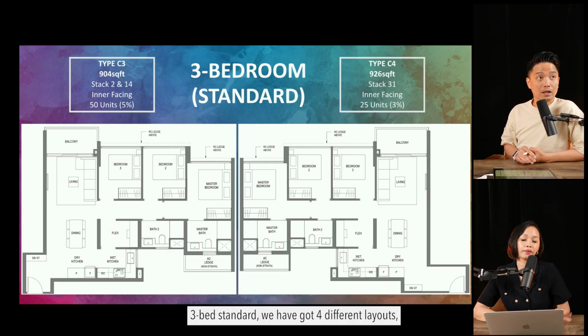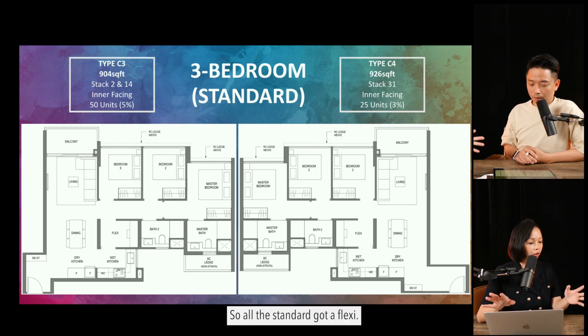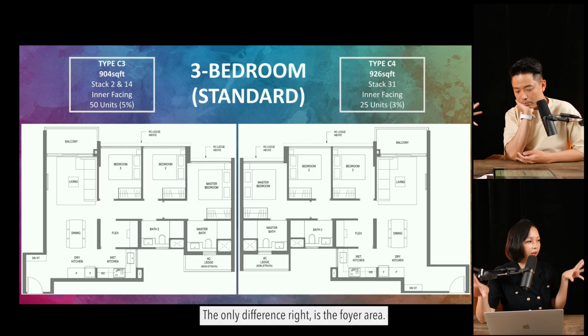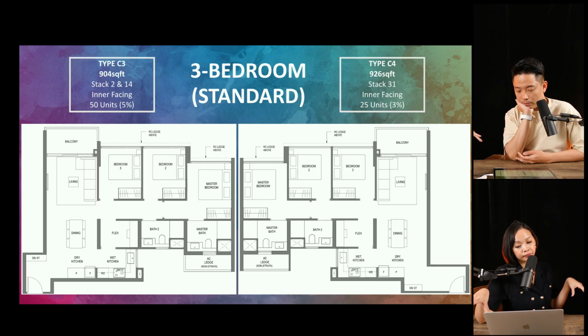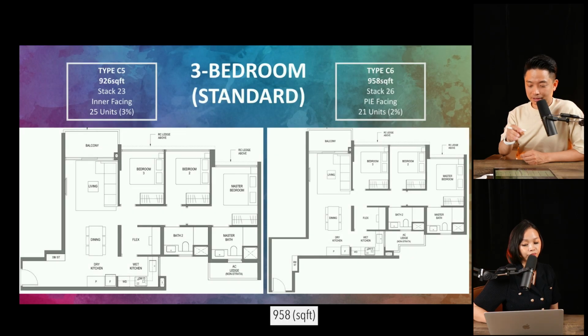3-bed standard, we have got 4 different layouts, 3 different sizes. So all the standard got a flexi. Then they got a dry and wet kitchen. The only difference is the foyer area. 904, 926, 926, 958, 4 different kinds of layout.